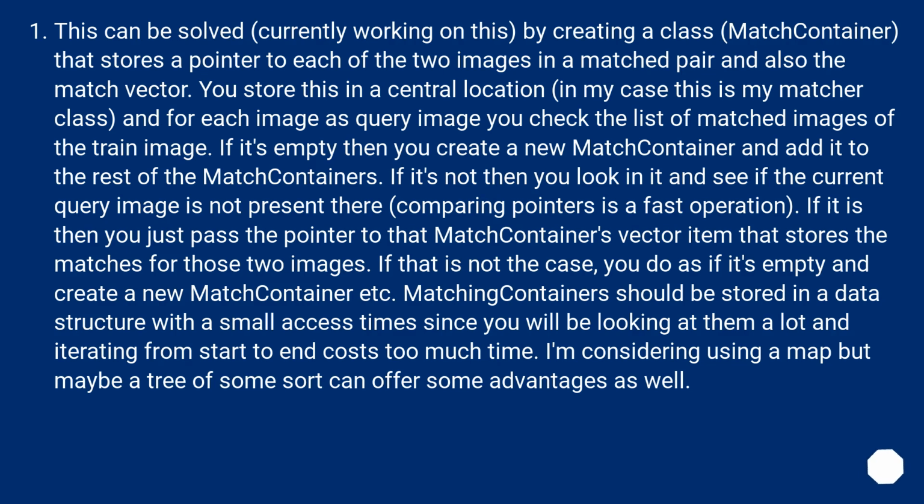If it is, then you just pass the pointer to that match container's vector item that stores the matches for those two images. If that is not the case, you do as if it's empty and create a new match container, etc. Matching containers should be stored in a data structure with a small access time, since you will be looking at them a lot and iterating from start to end costs too much time. I'm considering using a map, but maybe a tree of some sort can offer some advantages as well.